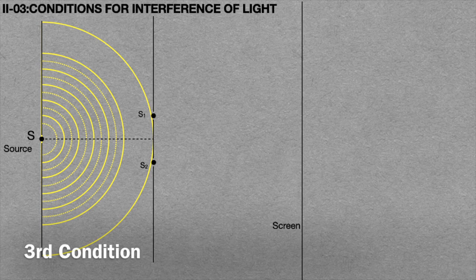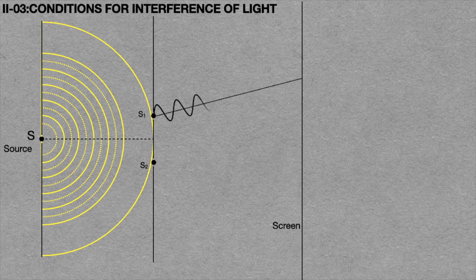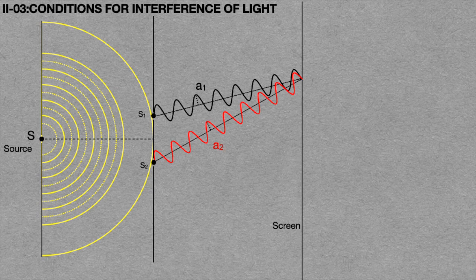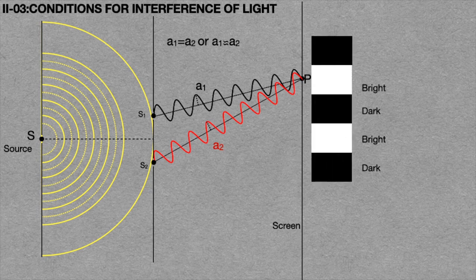Next, the third condition was shown in this animation. Consider the light wave emerging from light source S1 having amplitude A1, and the light wave emerging from light source S2 having amplitude A2. If these two light sources are superposed and form an interference pattern at P on the screen, then it must satisfy the condition A1 is equal to A2, or A1 approximately equal to A2. Then only a stable interference pattern is formed.